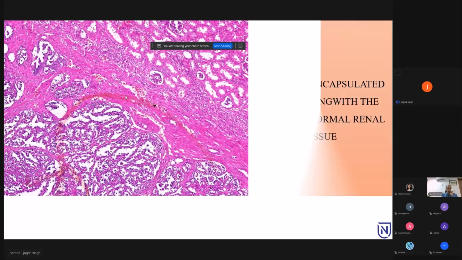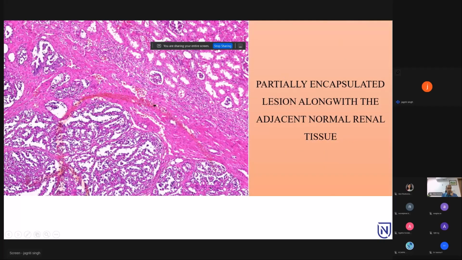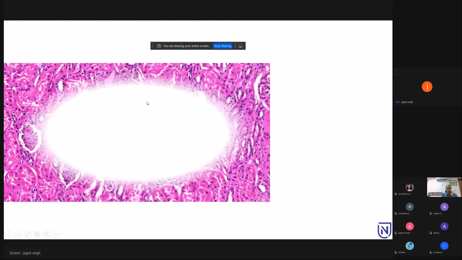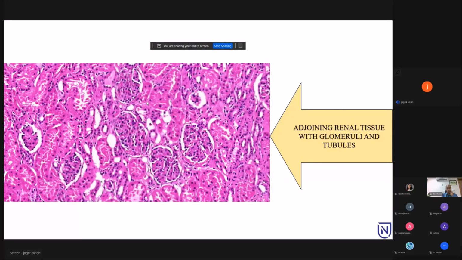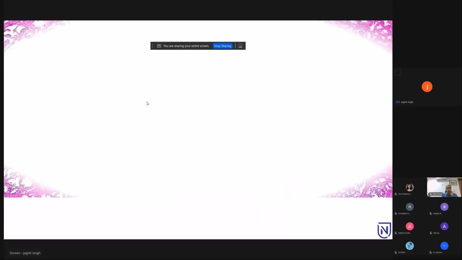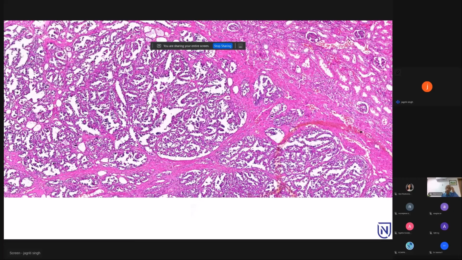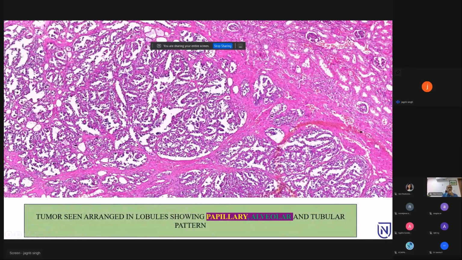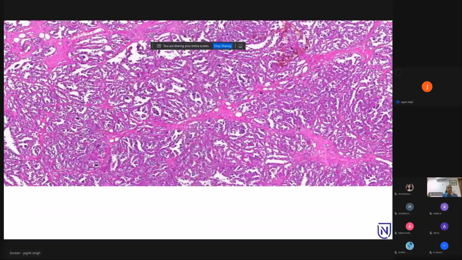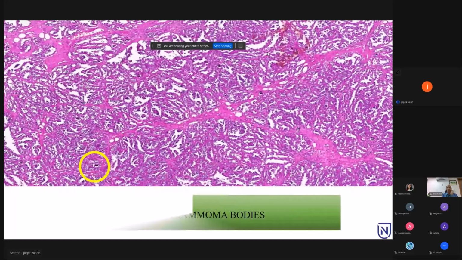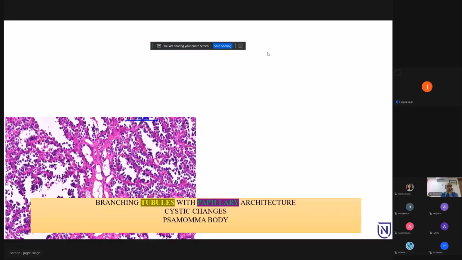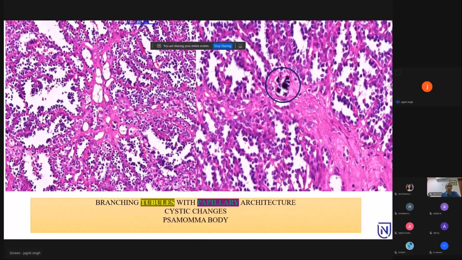And in the lower part, we can see a partially encapsulated lesion along with the adjacent normal renal tissue. This is the adjoining normal renal tissue with glomeruli and tubules. And we can see that the tumor is arranged in lobules showing papillary, alveolar and tubular pattern. Here we can see multiple psammoma bodies, and we have branching tubules and papillary architecture with few cystic secondary degenerative changes and psammoma bodies.